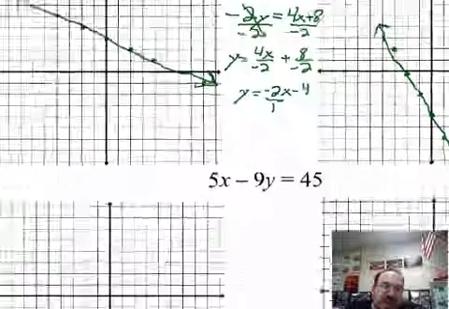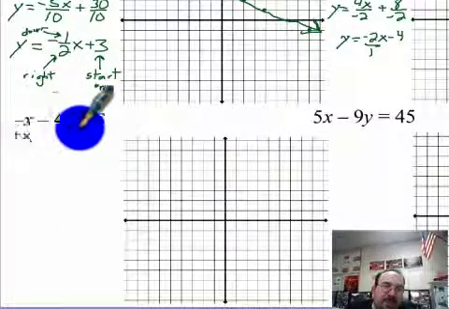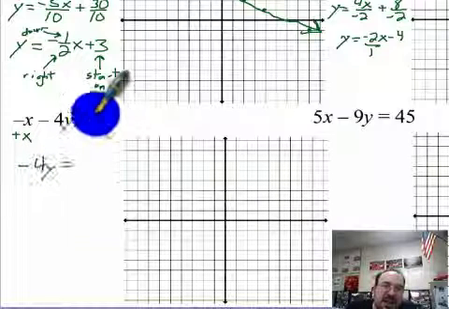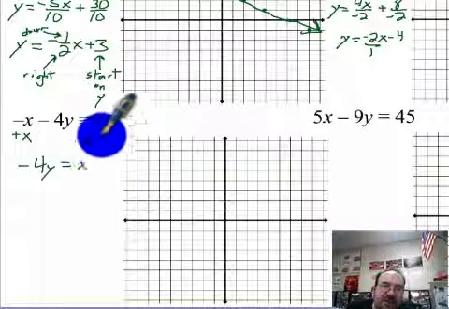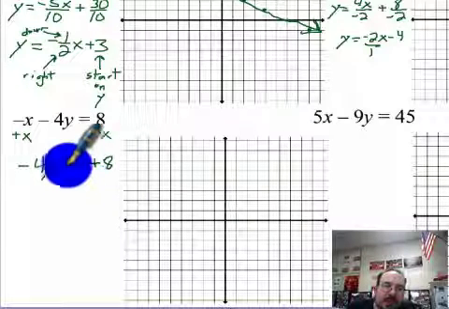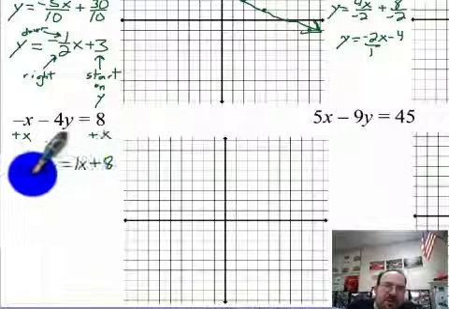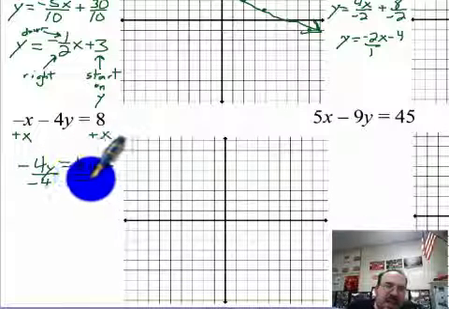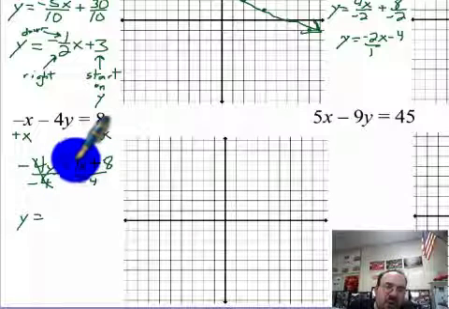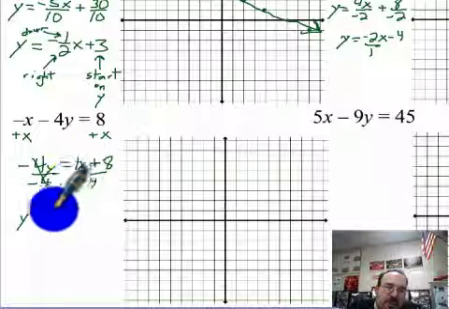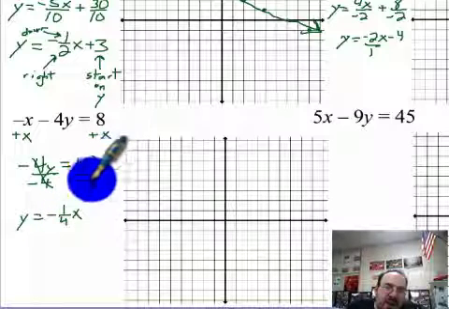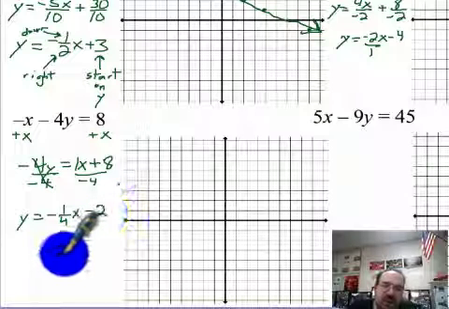I don't know. But anyhow, let's get rid of this x by adding x to both sides. I get negative 4y equals, okay, you leave the x in front, and you have plus 8. And I'm going to put a 1 in front of that x. And then if I divide everything by negative 4, I get y equals, well, 1 divided by negative 4, I'm going to move the negative out in front and get negative 1/4 x. And 8 divided by negative 4 is negative 2.